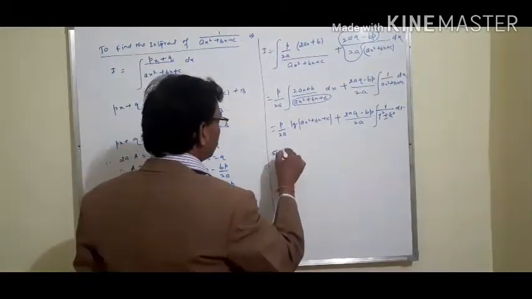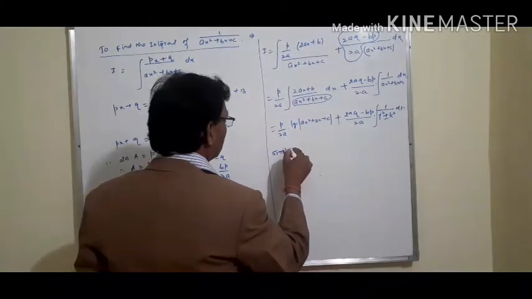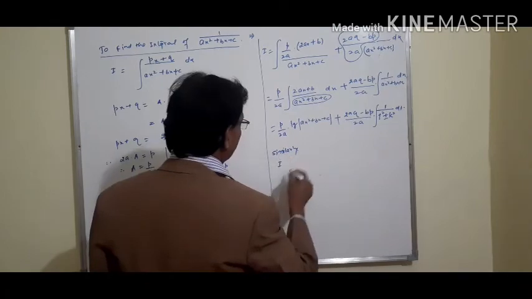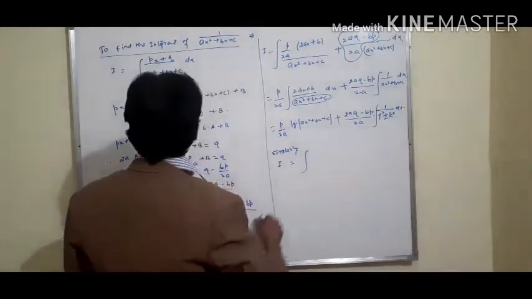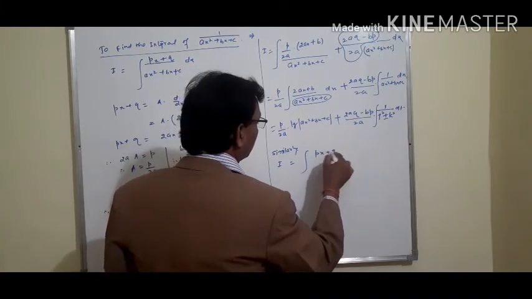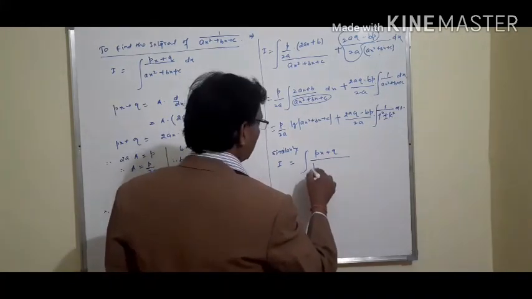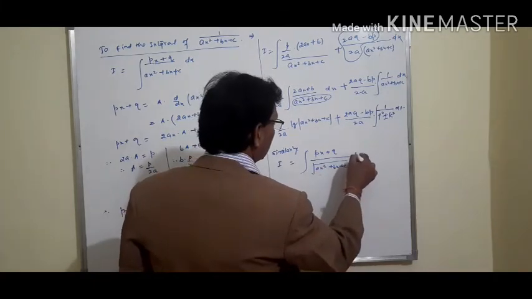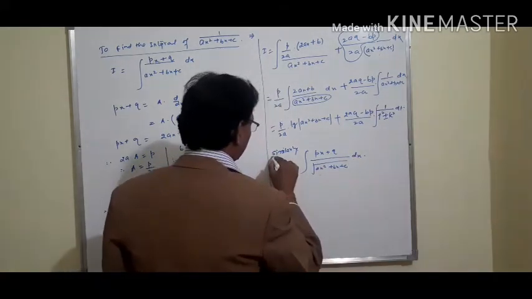Similarly, by the same method we can find another type of function. The function is the integration of (px + q) whole upon root under (ax² + bx + c) into dx also.